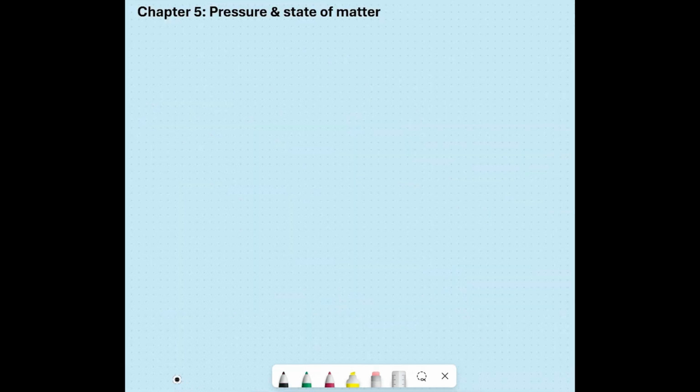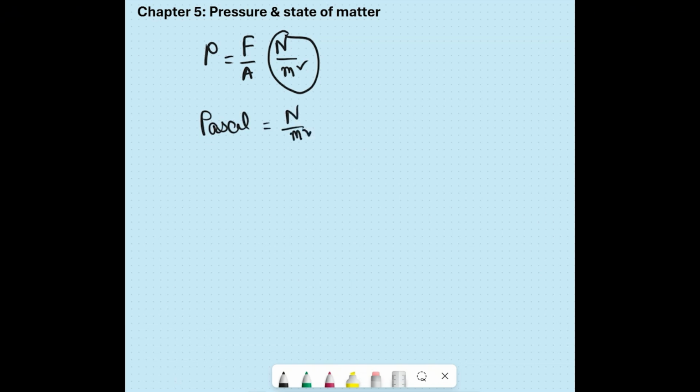For chapter 6, the very important topic is pressure. So pressure is equal to F by A. The unit of force is Newton and area will be meter square. So the unit of pressure is Newton per meter square. Literally, the most used unit for pressure is Pascal. So 1 Pascal is equal to 1 Newton per meter square.